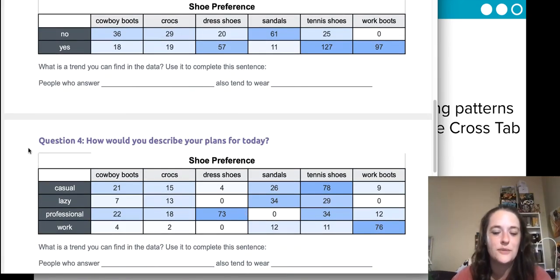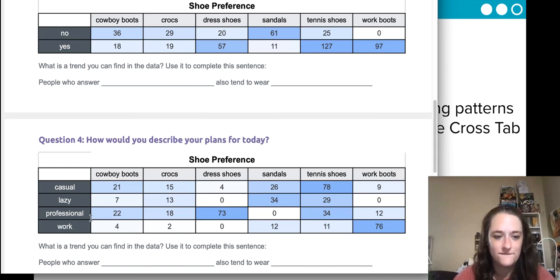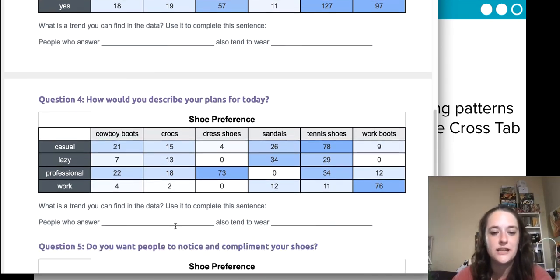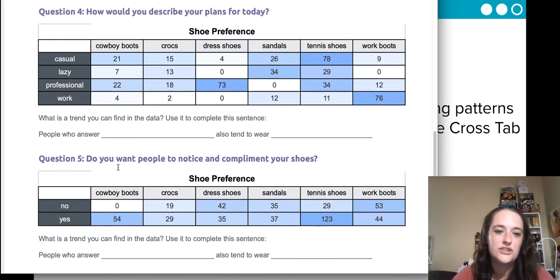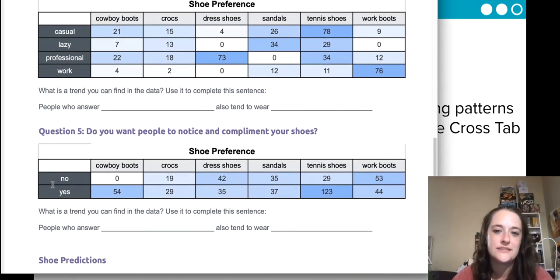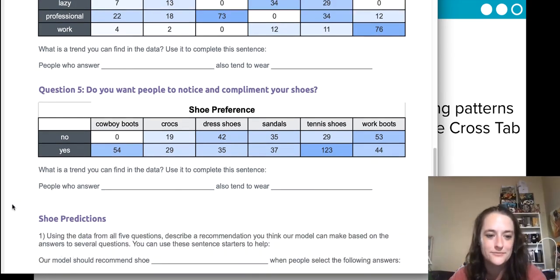How would you describe your plans for today? Finish this: People who answer blank also tend to wear blank. And then, do you want people to notice and compliment your shoes? People who answer blank also tend to wear blank.